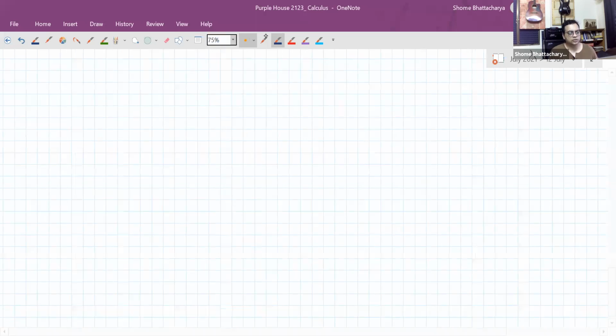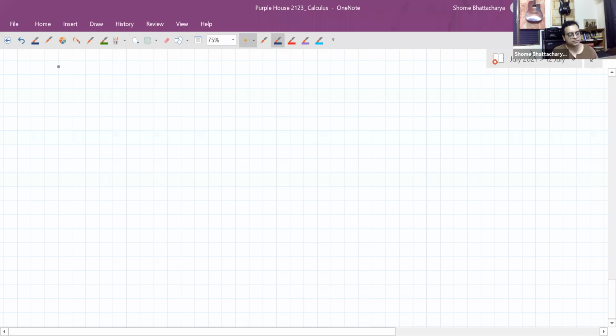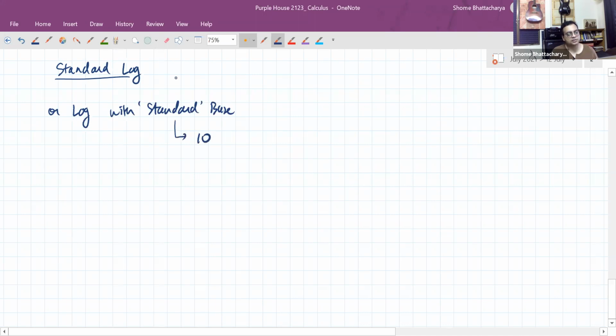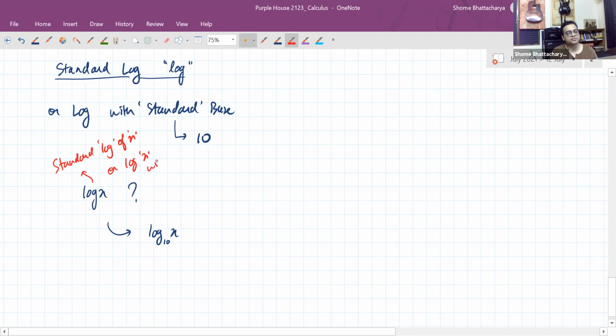Anyhow, now we will see two special cases of the log function. One is called the standard log, or a log with a standard base. The standard base is in keeping with the decimal system. The standard base is 10. The symbol used for standard log is just log. If I don't specify any base and I use the symbol log, then it means that I'm talking about the standard base. So for example, log x means log of x to the base 10, because this is standard log. This symbol is standard log of x, or log of x with standard base.